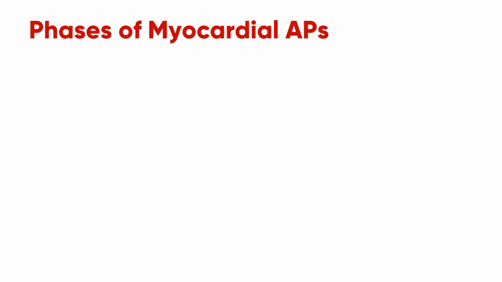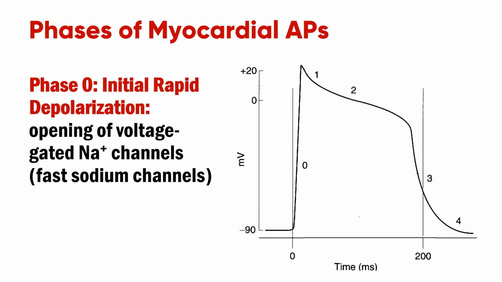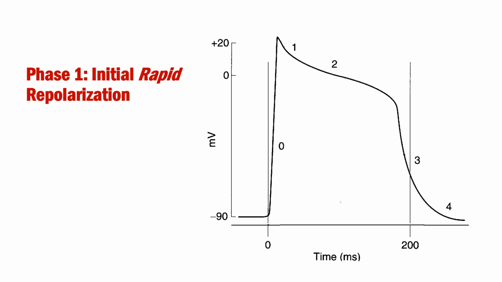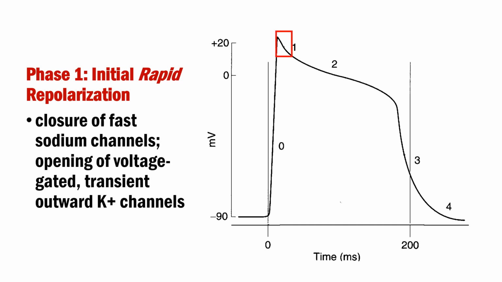Now let's discuss the step-by-step phases of the myocardial action potentials or impulses. Phase 0 is the initial rapid depolarization, as shown by this very steep, upward part of the curve. It corresponds to the opening of voltage-gated sodium channels or fast sodium channels. Phase 1 is the initial rapid repolarization, which corresponds to the closure of fast sodium channels and, at the same time, the opening of voltage-gated, transient outward potassium channels.